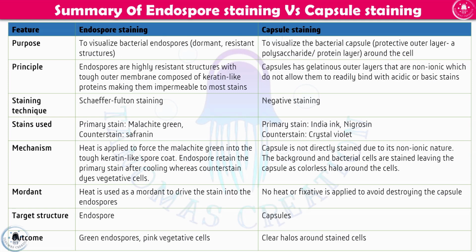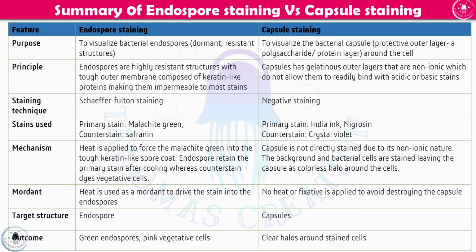Now, coming to the staining technique. For endospore staining, Schaeffer-Fulton staining is used. It's a type of differential staining, as I have said earlier. For capsule staining, the method is negative staining. The stains used for endospore staining are malachite green and safranin. Malachite green is the primary stain, whereas safranin is the counterstain. For capsule staining, the primary stain is India ink or nigrosin, and the counterstain is crystal violet.